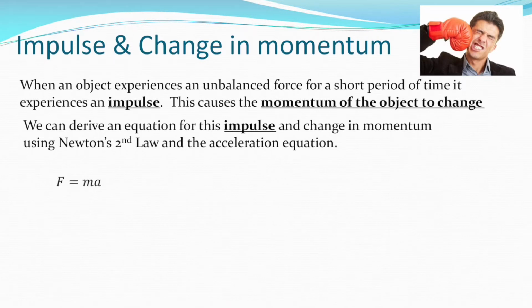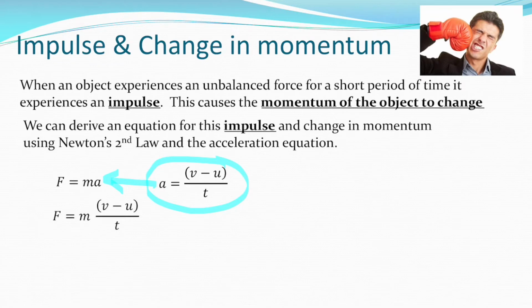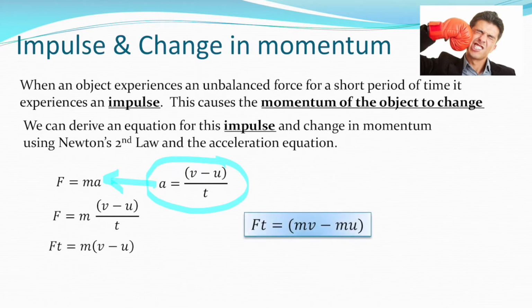We start off with Newton's second law, F equals ma, and our basic relationship for acceleration. If we combine this acceleration equation into F equals ma, we end up with F equals m(v minus u) over t. Multiplying both sides by t, and then multiplying through the bracket, we get Ft is mv minus mu. That is on your relationship sheet.